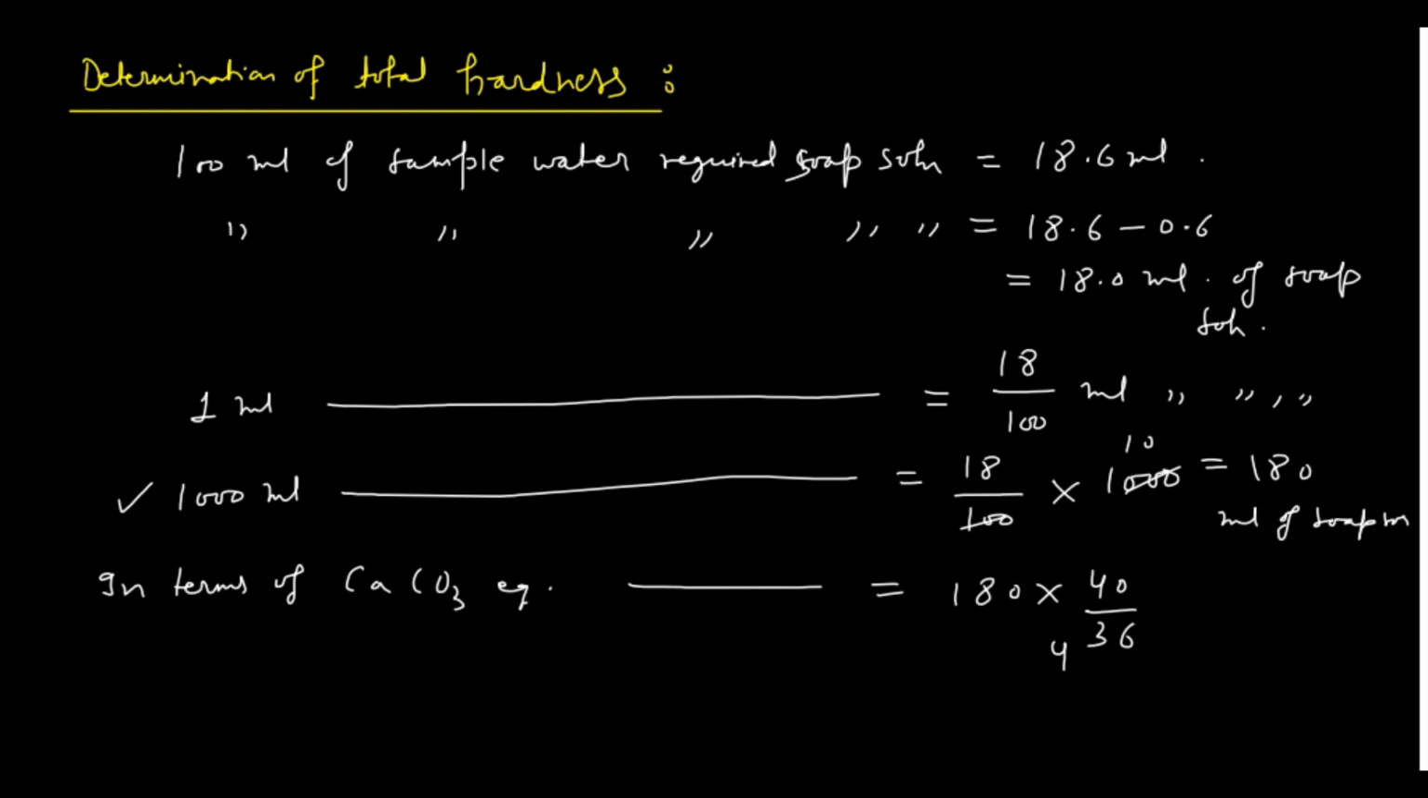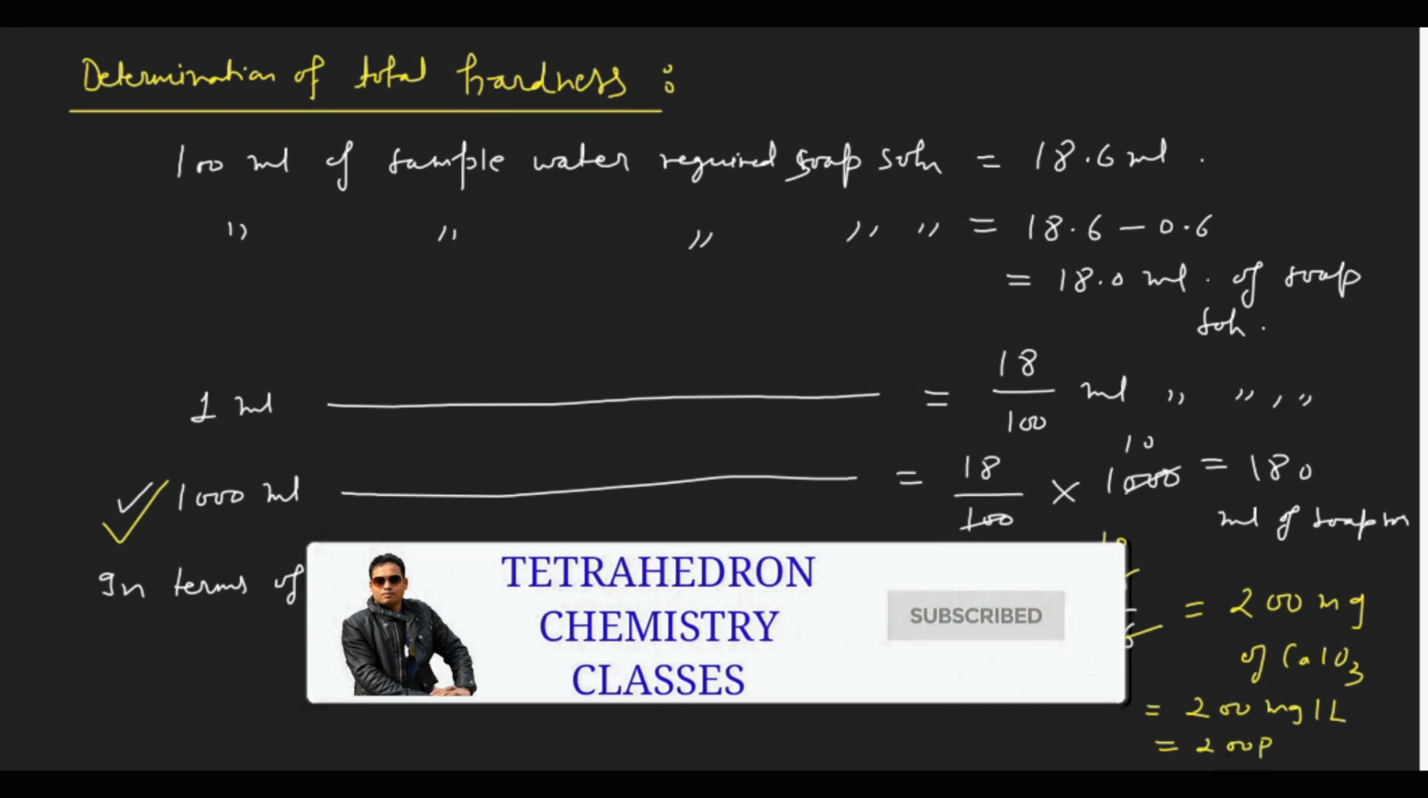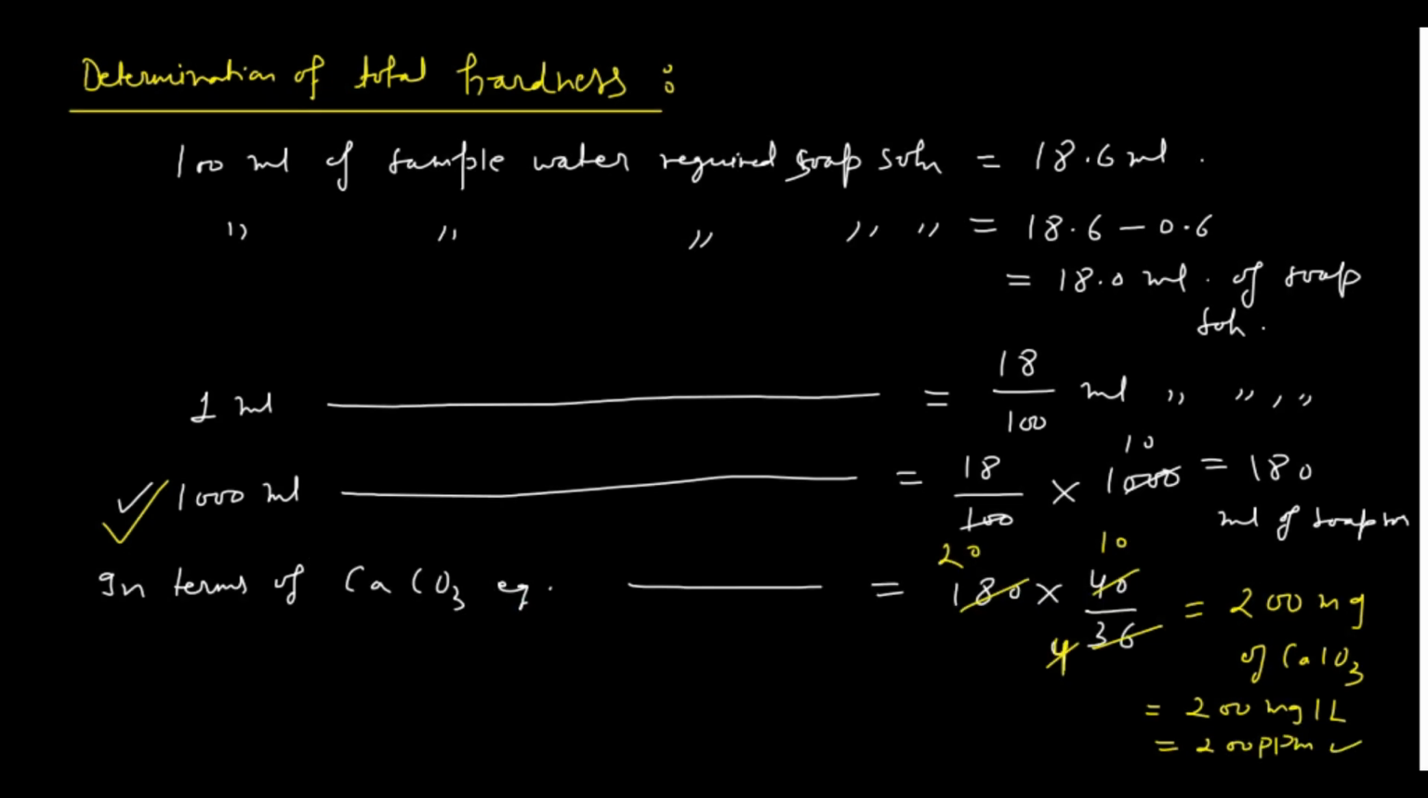I am using a different color. 9 4s are 36 and 9 2s are 18, 20 times, right? And 4 10s are 40, and 20 into 10 equals 200. So 200 mg of CaCO3, and it is present in which amount? 1000 ml. That means it is in this quantity, 200 mg per liter, which is the same as 200 ppm. So your total hardness is 200 ppm.